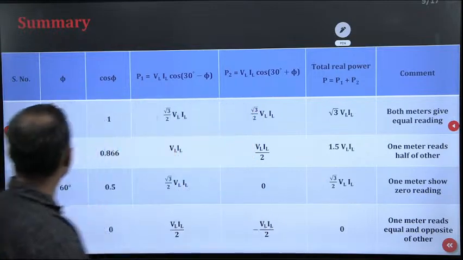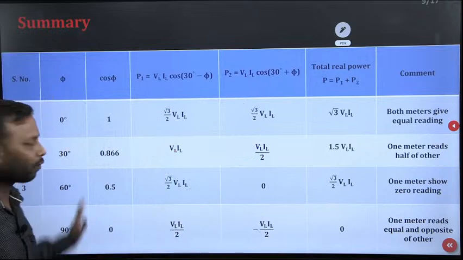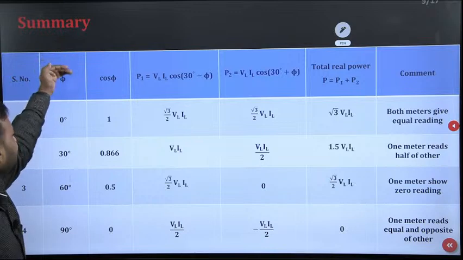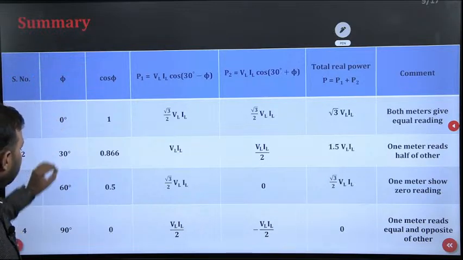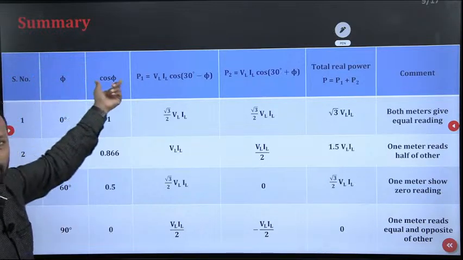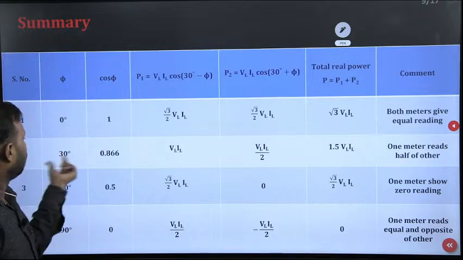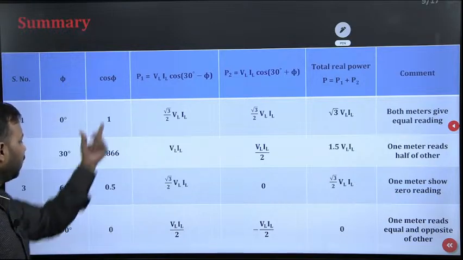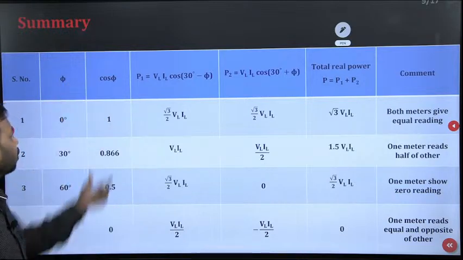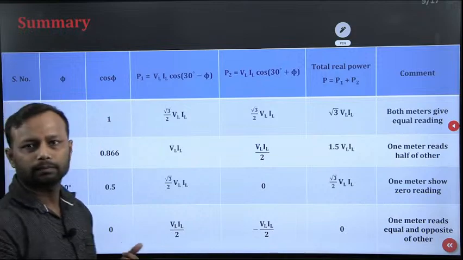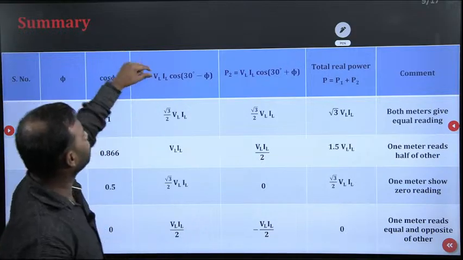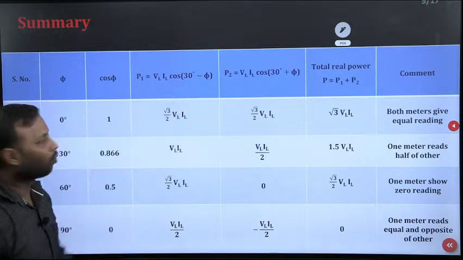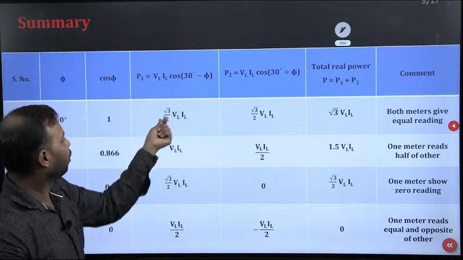Okay, now see, these are some standard power factor angles, serial numbers 1, 2, 3 and 4: phi equal to 0 degree, 30 degree, 60 degree and 90 degree. What is the power factor for that? Cos 0 degree is 1, cos 30 degree is root 3 by 2, which is 0.866, cos 60 degree is half, which is 0.5, and cos 90 is 0. Done. Then P1 is equal to VLIL cos(30 minus phi). Substitute phi as 0 degree. What are we going to get? Cos 30, root 3 by 2.